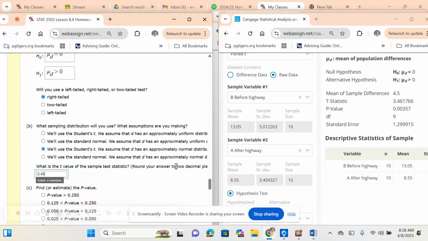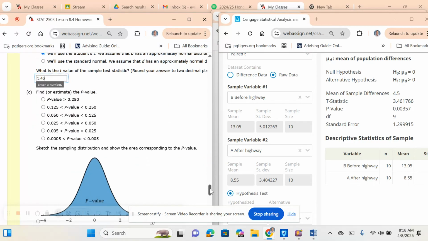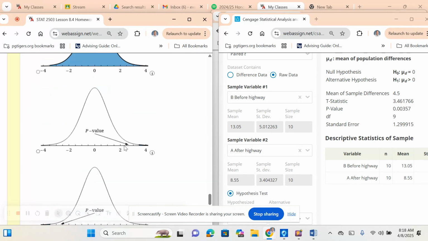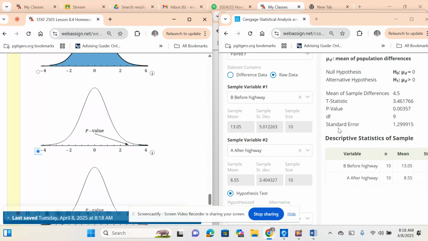And my p-value is 0.00357. So this is going to be 0.0035. So it's lower than the smallest one here, lower than 0.005. It's a right tail test, so I need the right tail to be shaded, and it's going to be very little shading because only 0.3% of it's shaded.